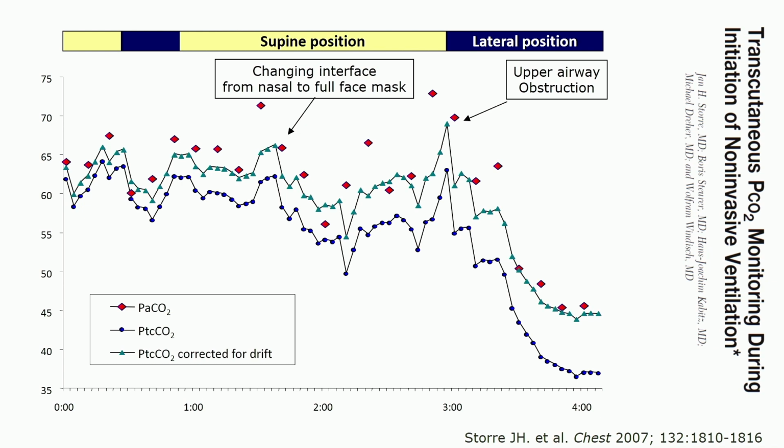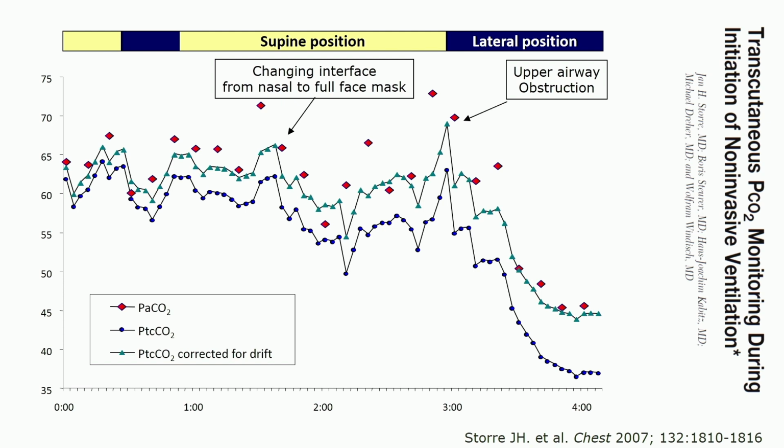This is a patient with COPD and obesity being established on non-invasive ventilation. The PCO2 in the beginning was 65 millimeters of mercury. Now you can see that the blue measurements for transcutaneous CO2 are the real measurements. After having calibrated the system, we could go for a correction of the technical drift. So the green line is actually what the best values are.